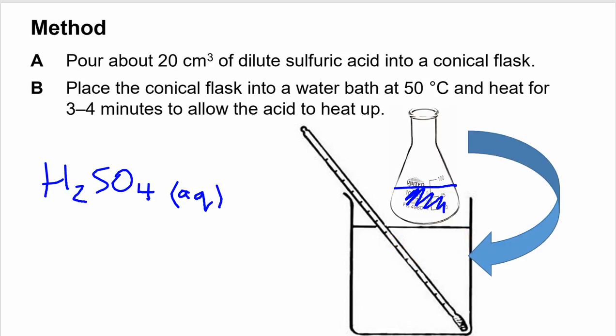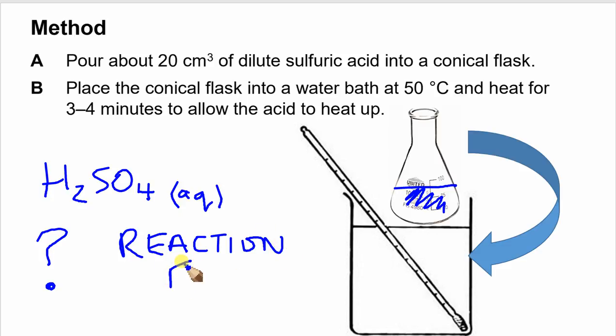Why are we doing that? Can you explain why you're doing that? So the idea is that the heat energy is going to make the reaction go that little bit faster when we add the other reactant. So at the moment we're just getting those sulfuric acid molecules or ions moving around very quickly in our solution, so they're going to be colliding with our reactant that bit quicker. So the increase in temperature is to increase the rate of our reaction.